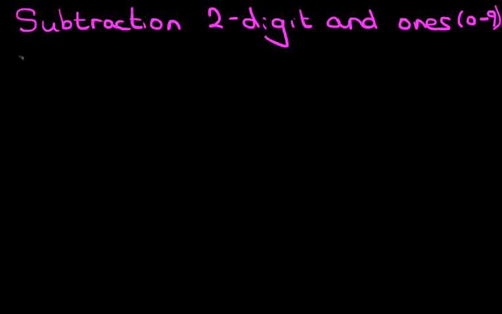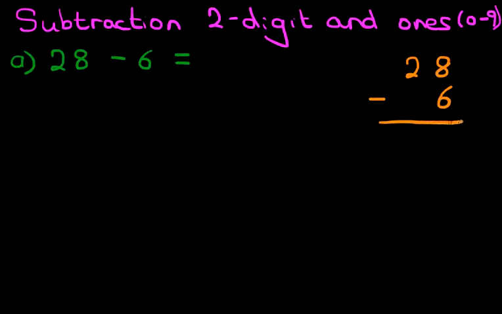So let's look at our first example. What is 28 minus 6? Now the first stage is we're going to rewrite this question in the vertical format. Long subtraction. So let's do this. We got 28 minus 6. And note how the 6 goes below the 8 because both of them are units.